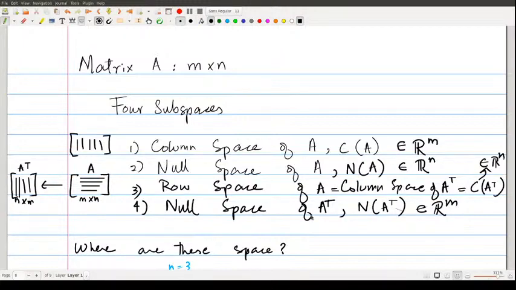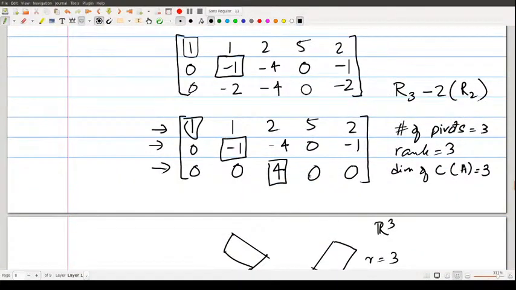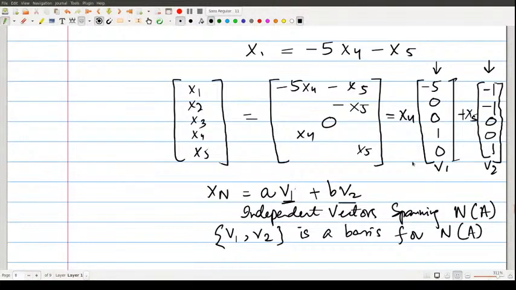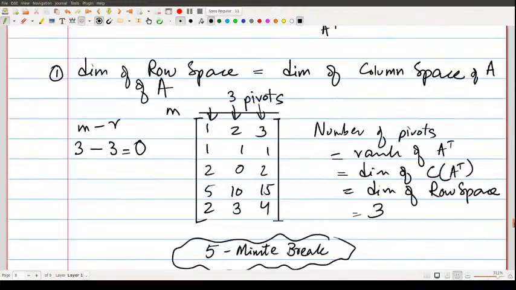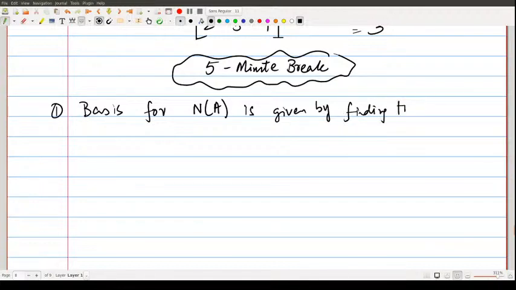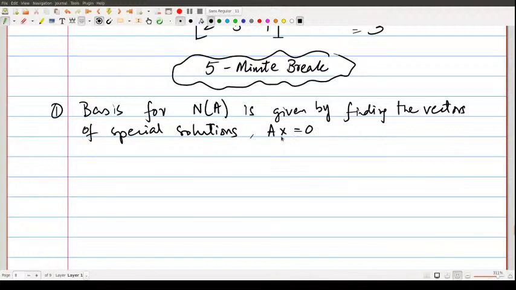For one of these spaces, we've already answered the question, how to find a basis, and that was the null space of A. The reason is that as soon as we did Gaussian elimination and found the special solutions, we had a basis for the null space. So the basis for the null space of A is given by finding the vectors of special solutions, and this is just by solving Ax equals 0. Solving this gives you the basis.